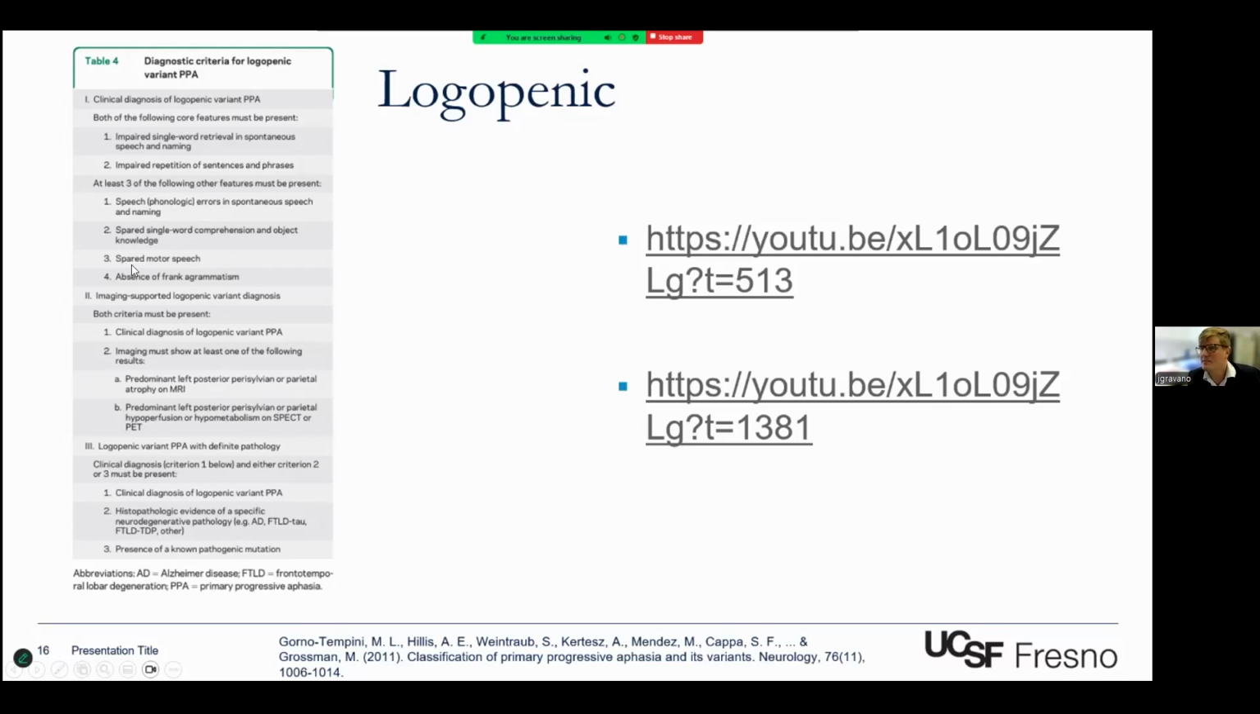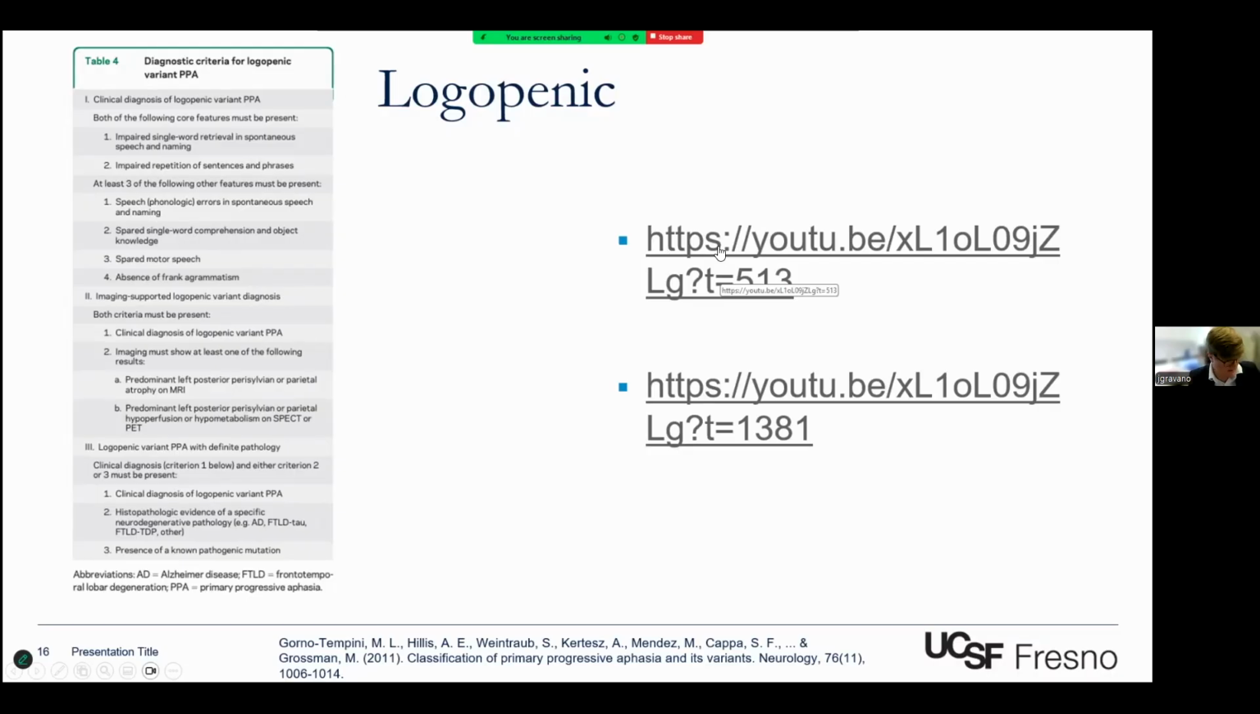And then relatively spared motor speech, which means they don't have a prominent dysarthria or apraxia of speech that accounts for their deficits. And then again, absence of frank agrammatism. You're not seeing agrammatism leading the way in this clinical picture. All right. Again, some cherry-picked examples from that talk.